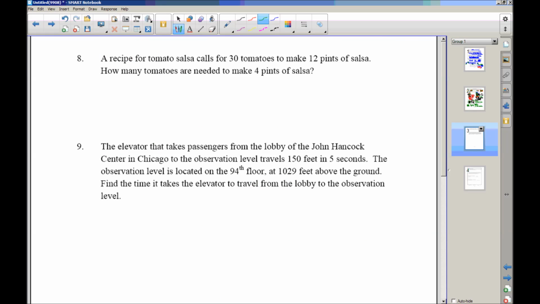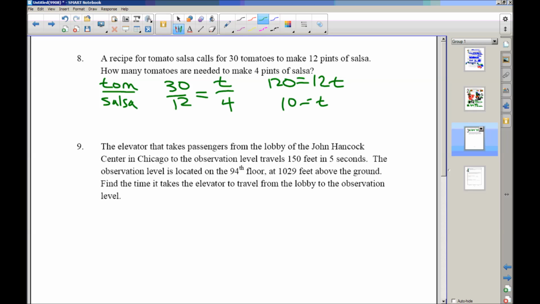Alright, flip it over, we got 2 more. The recipe for tomato salsa calls for 30 tomatoes to make 12 pints of salsa. So we are comparing tomatoes to salsa. We have 30 tomatoes to make 12 pints of salsa. How many tomatoes are needed to make 4 pints of salsa? So 4 goes on the bottom, and a tomato goes on top. Okay? We're going to cross multiply and get 120 equals 12t. Divide both sides by 12, and we're going to need 10 tomatoes.